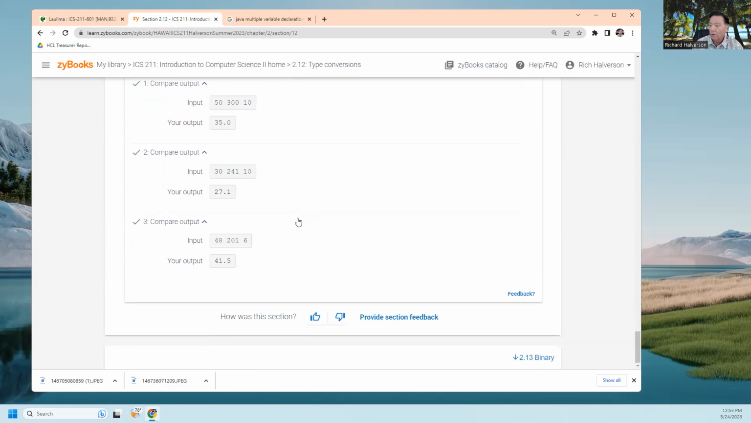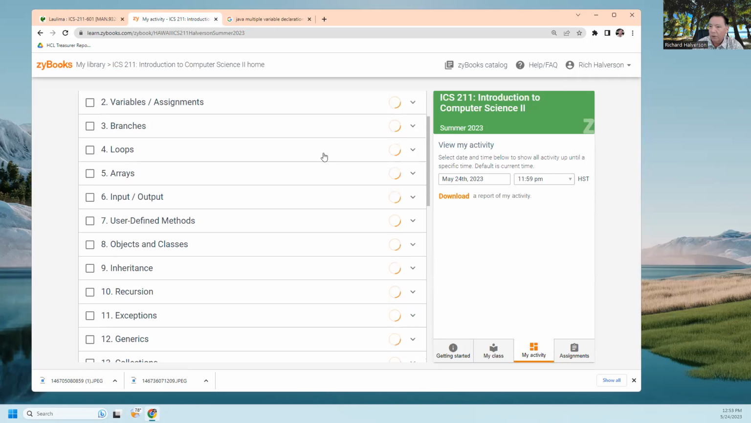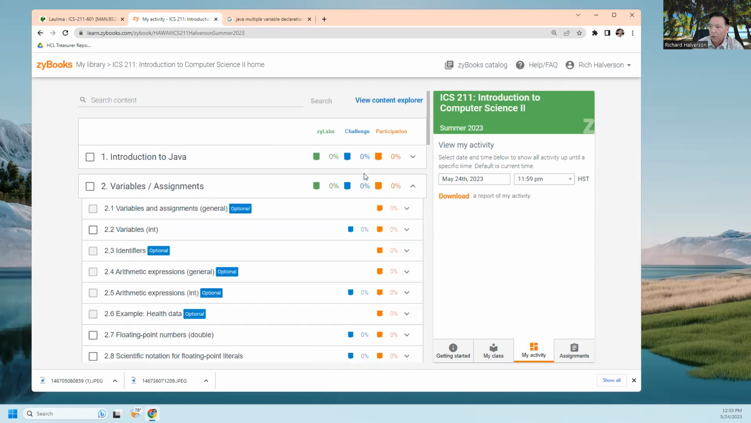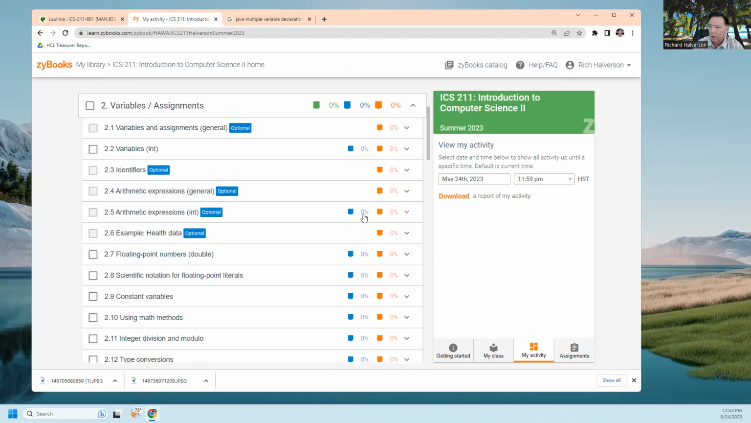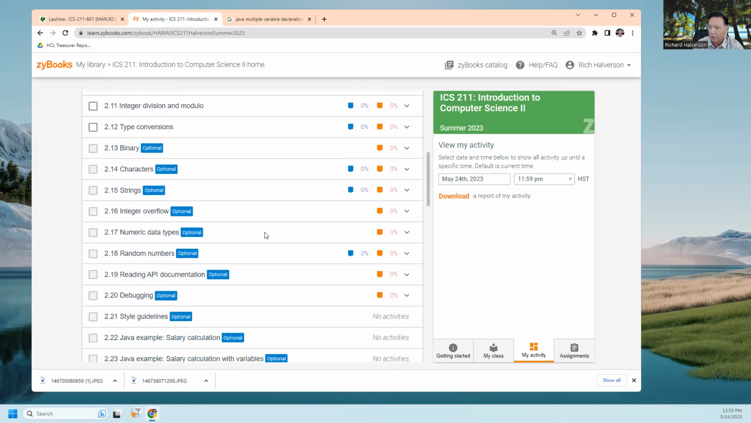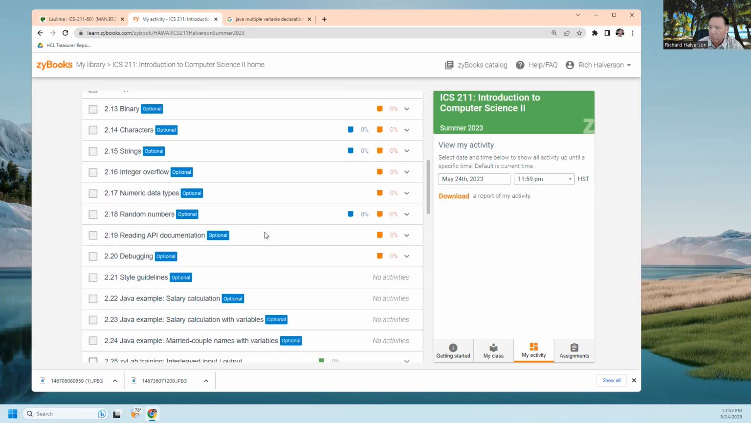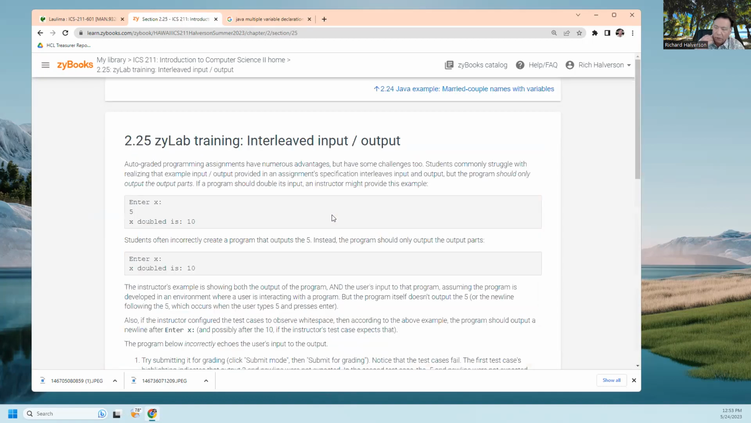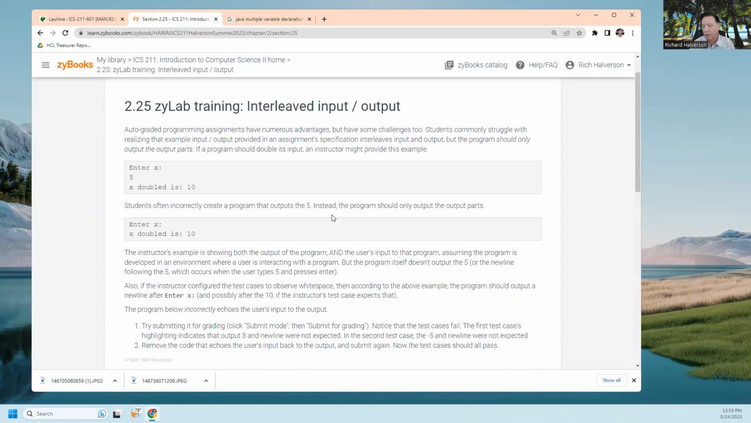All right, so we have done all the challenge activities for chapter 2 that are required, including the added section on type conversions. The last thing we got to do is this thing. This is just really simple, and I just had to throw this thing in someplace.